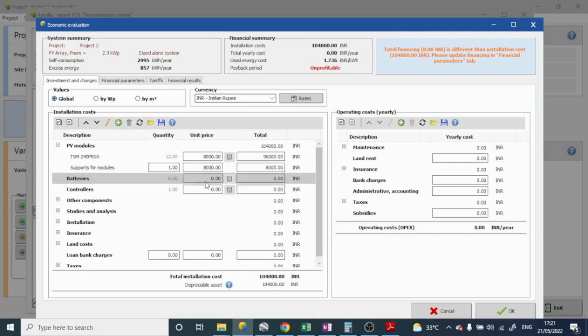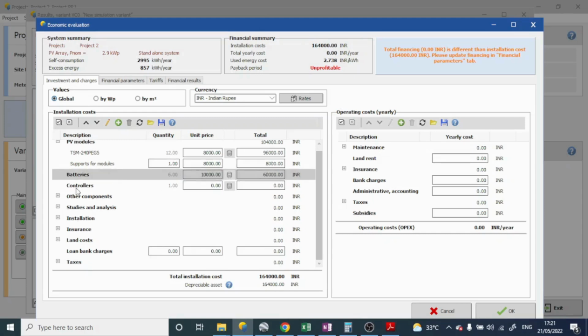Batteries. We just write the battery cost. An individual battery has a price of 10,000, so we write the unit price of one battery as 10,000. So 6 batteries will have 60,000. Then the controller price, one that we'll have to give. The controller price is valued at near about 25,000, so we just write the value over here, 25,000.